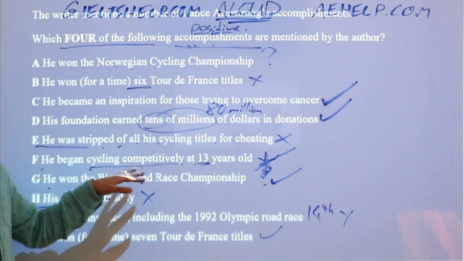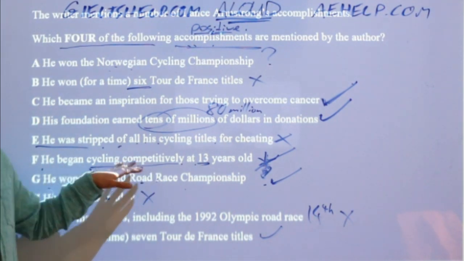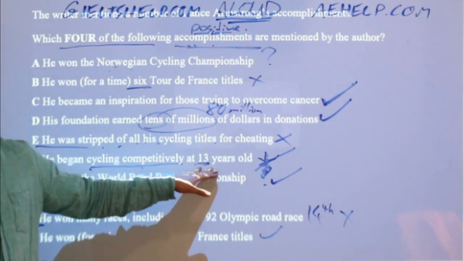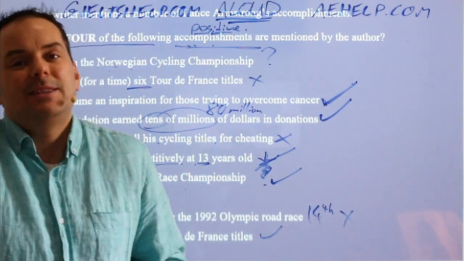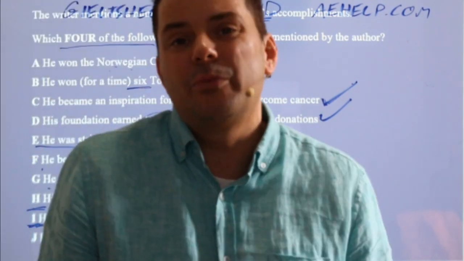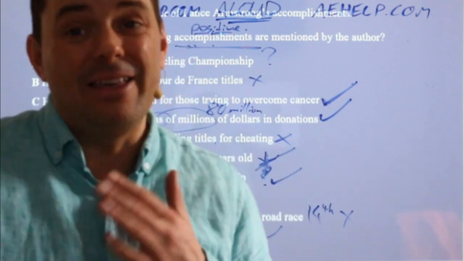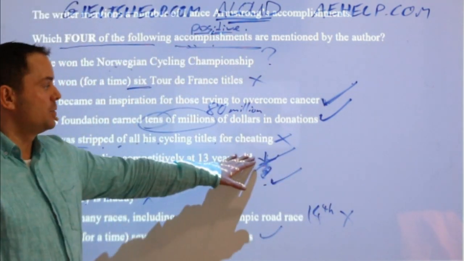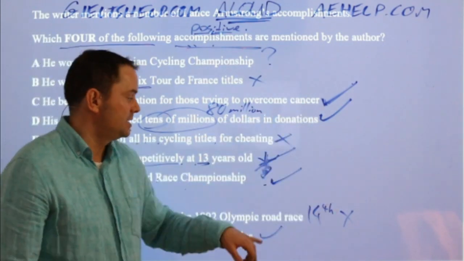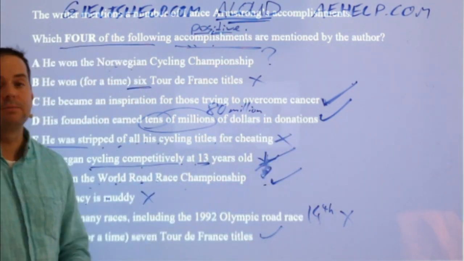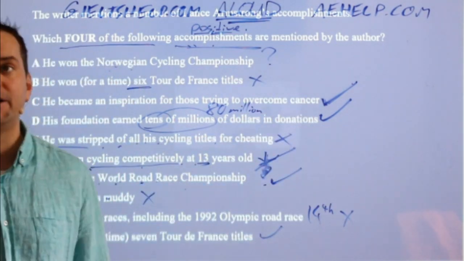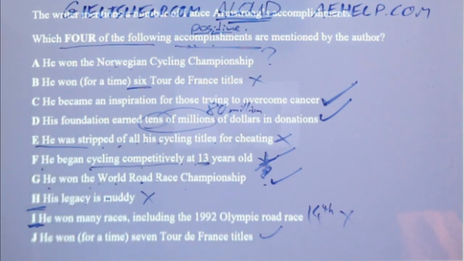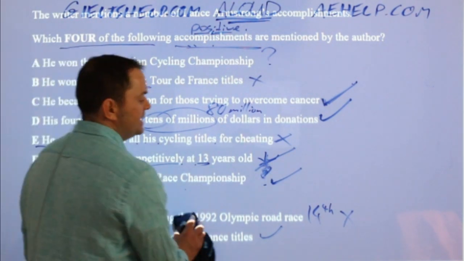Why would I take out F? Well, he's competing at 13 years old, so he's in races, but that just means he's racing. That's not really an accomplishment yet, I think. He hasn't won anything yet, so I would take this one out. I think this one, and this one are his big accomplishments. That's just my opinion. All right, let's have a look.